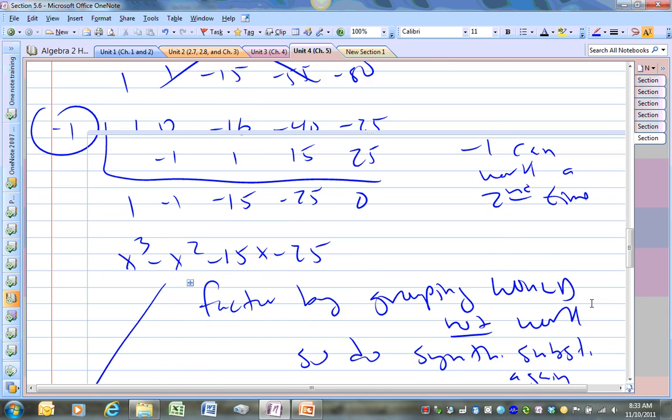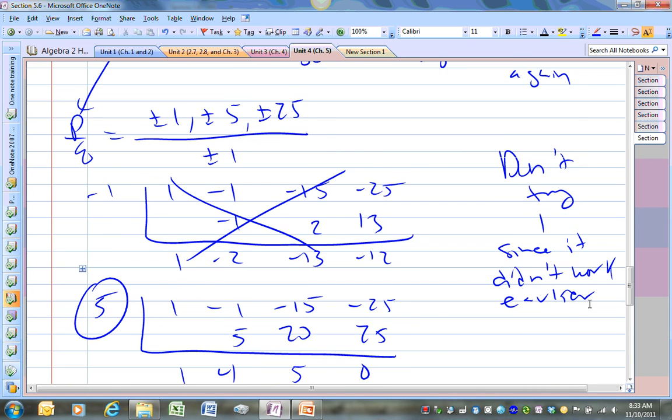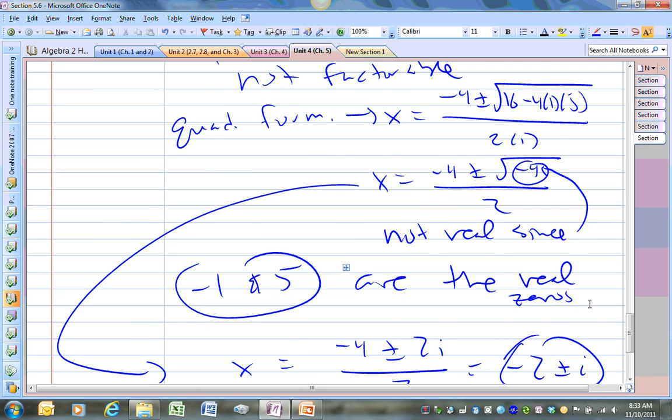This is kind of a good segue to what we're going to do on Monday for the classwork, or the video you're going to watch over the weekend, so you can be ready for the classwork on Monday. Something that's called the fundamental theorem of algebra, which states that the number of real and non-real zeros will always equal the degree of the function. But in this case, our only real zeros are -1 and 5.